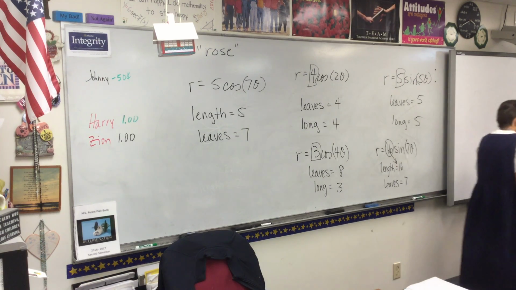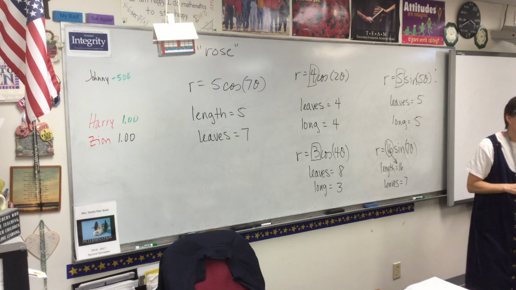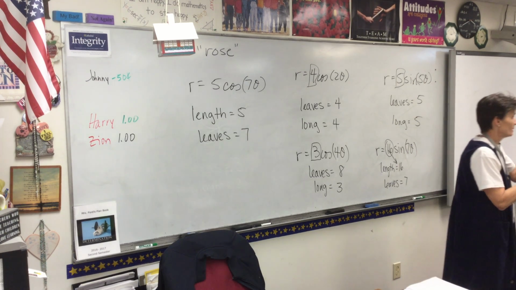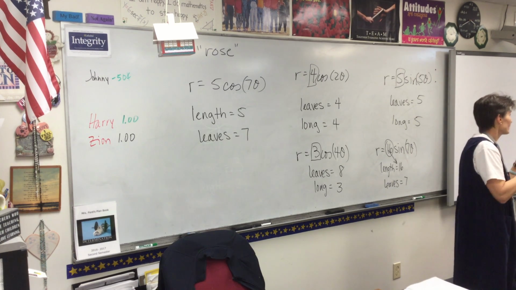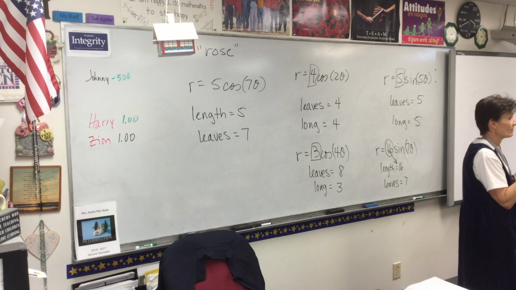Is it exactly the same? No. Does it have the same characteristics though? Are there still 7 leaves and are they still 5 long? Yes. What happened to the picture? It just rotated, right? The leaves are in a different position, but there's still 7 of them and they're still 5 units long.